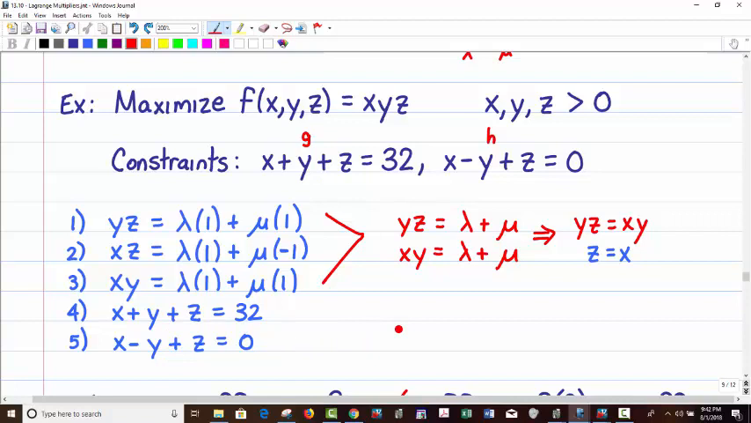Here's where I just kind of tried to figure something out. I took 1 and 3. And I noticed there was a common lambda plus mu here. So I said that yz equals lambda plus mu, and xy equals lambda plus mu. So now if you set these both to lambda plus mu, that means these two on the left side have to equal each other. So we have yz equals xy, and then z equals x.